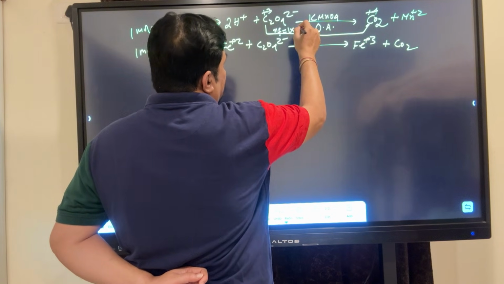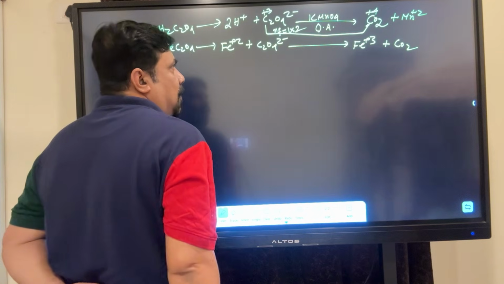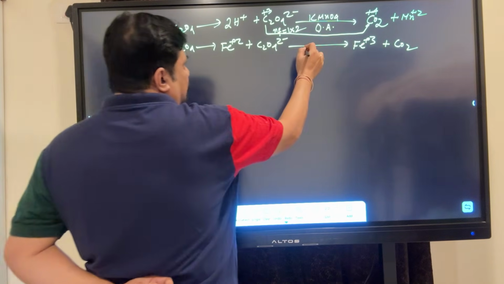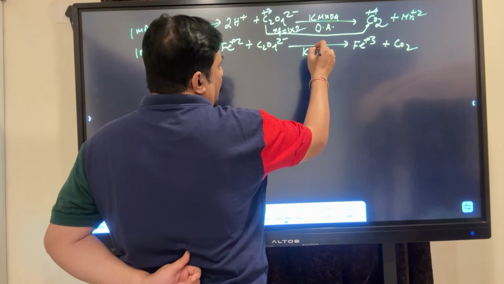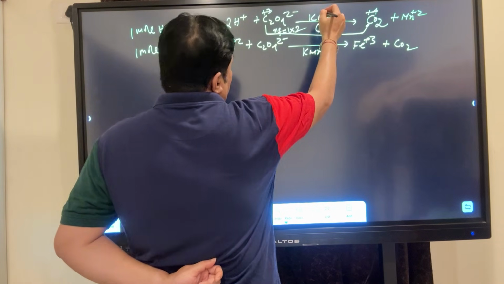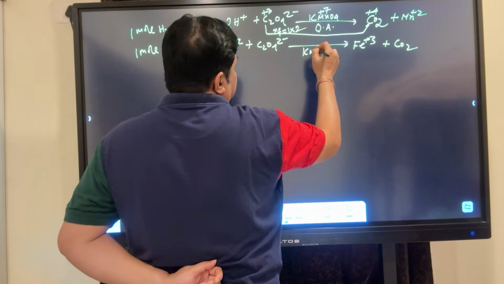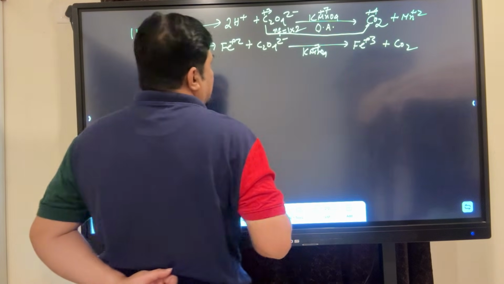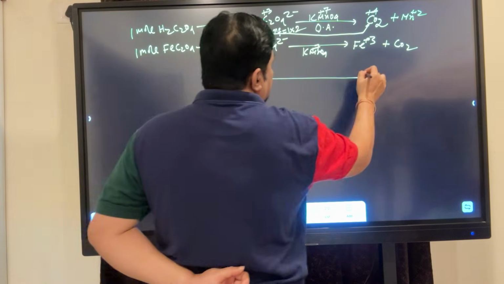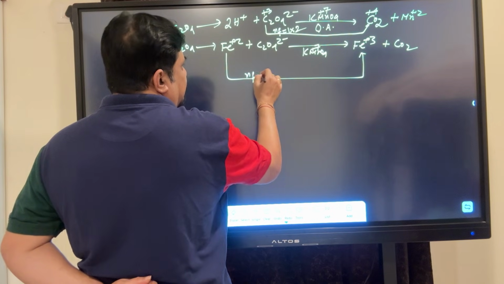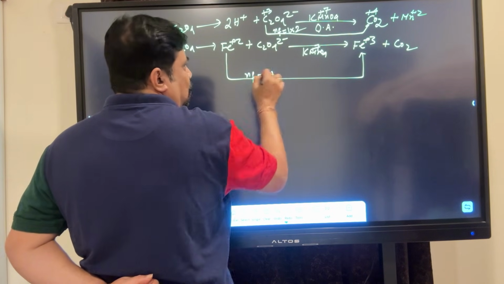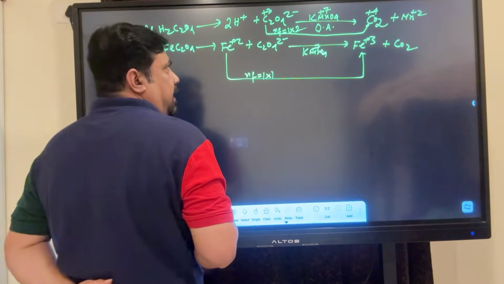That's why the oxidation factor is the change in oxidation state into the number of atoms. So now here, when KMnO4 is reacting, the oxidation state of manganese is +7 in permanganate. Now here it is oxidizing iron from +2 to +3. So here the oxidation factor is the change in oxidation state into the number of atoms: 1 unit change, 1 iron atom.